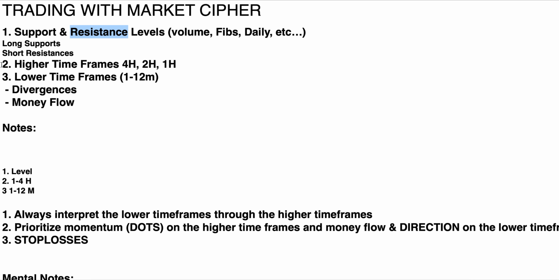So then we go to step 2, and through the lenses of we're at a resistance and we're looking for a short, we're going to take a look at Market Cipher B on the 4-hour, the 2-hour, and the 1-hour. Those are the time frames I like to use.